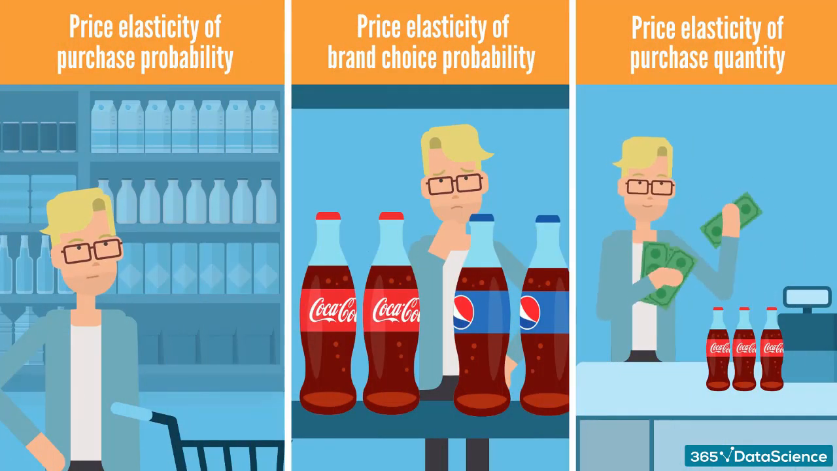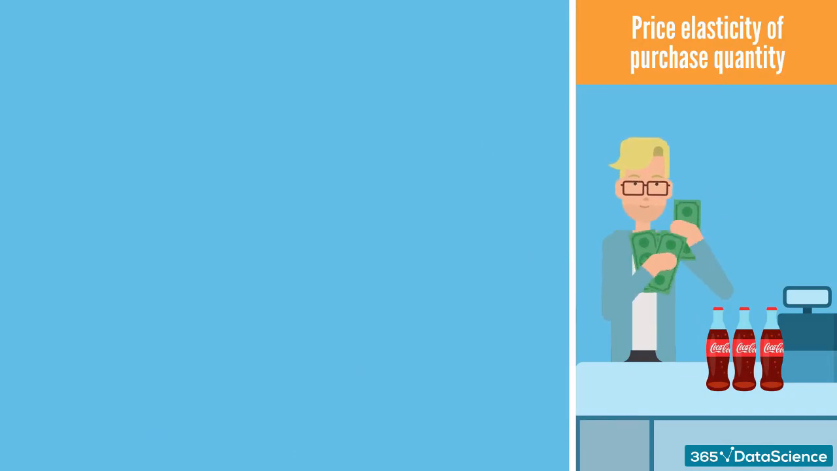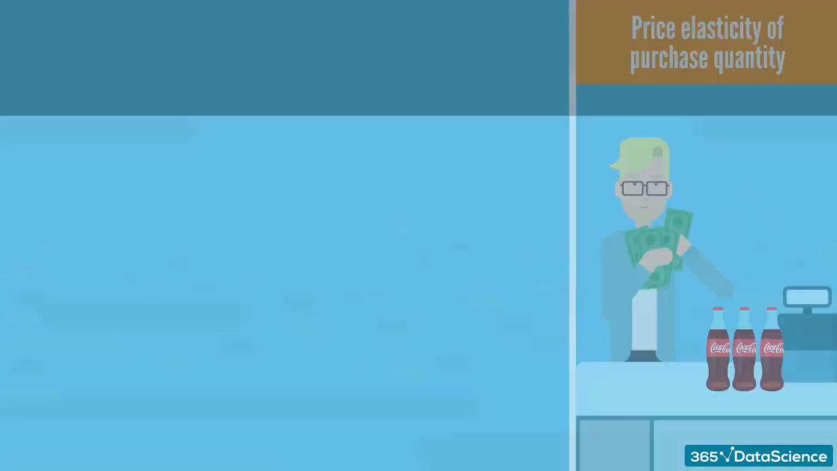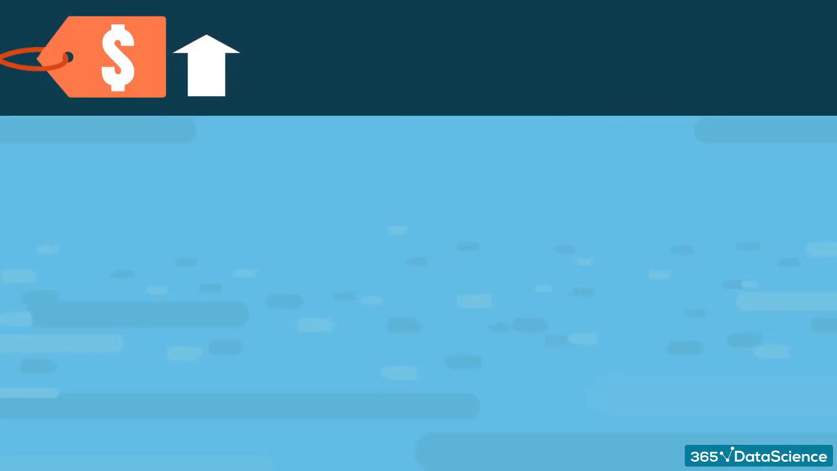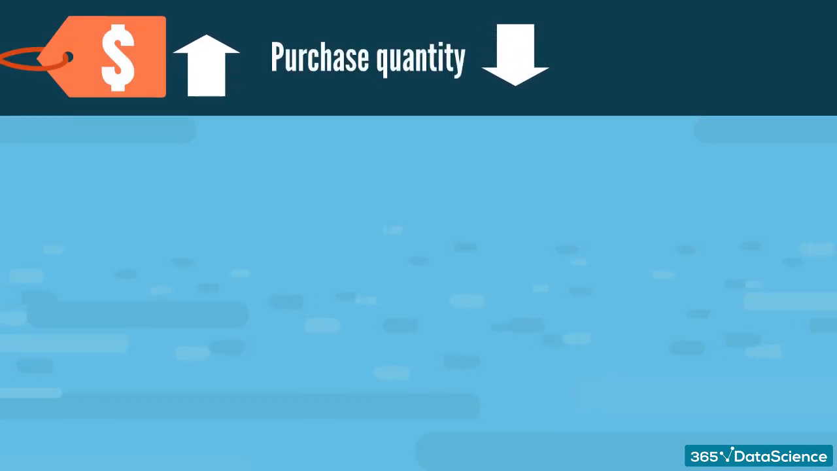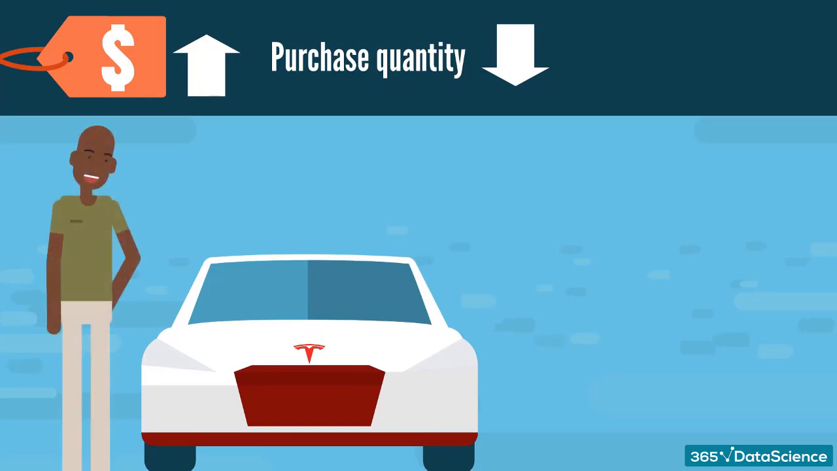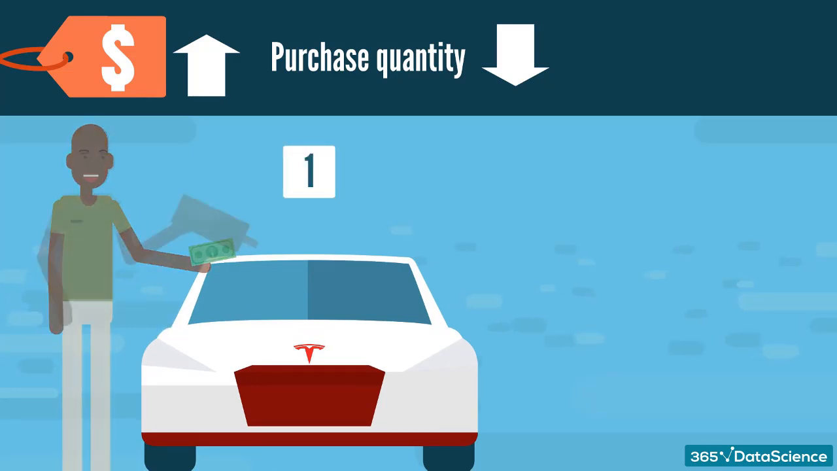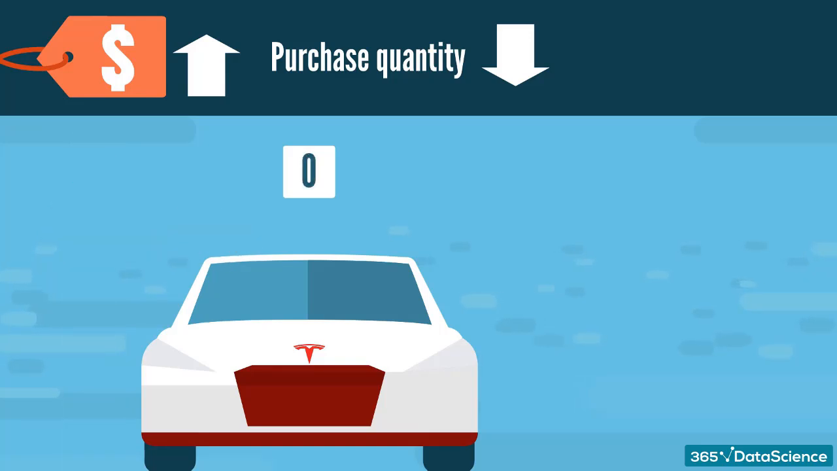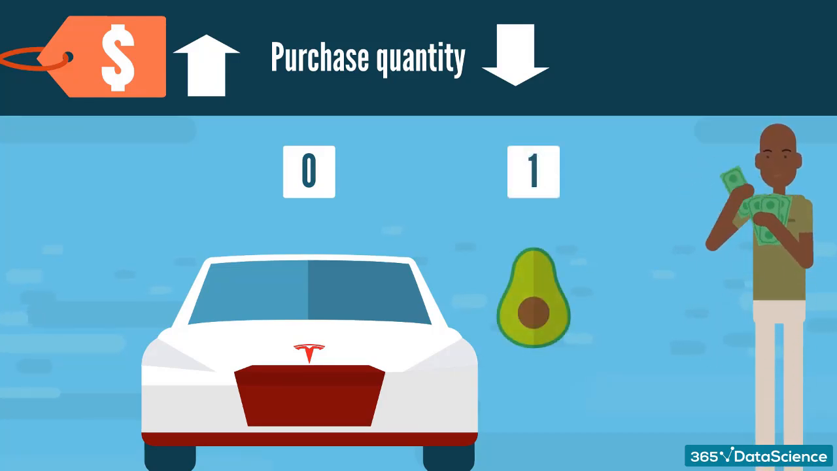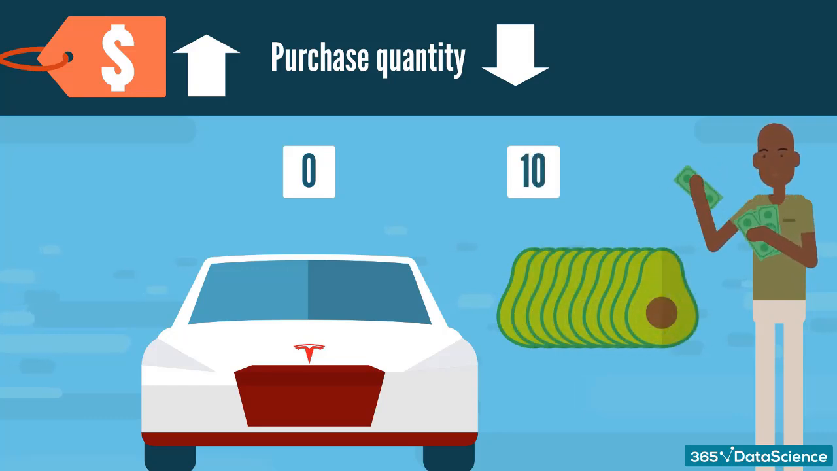Finally, we'll discuss at length price elasticity of purchase quantity. As you might expect, following the law of demand, the greater the unit price of a product, the lower the quantity that is going to be purchased. For a car, the difference may be from 1 to 0. If the price of a Tesla is acceptable to us, we will buy 1 unit. If it isn't, we won't buy any. Alternatively, if we're considering, let's say, avocados, depending on the avocado price, we may decide to buy 0, 1, or even 10 avocados at once. Calculating the price elasticities will show us exactly how the purchase quantities move with the change in price.